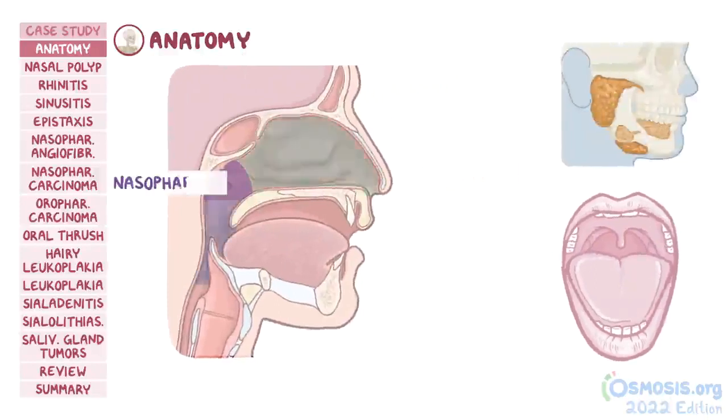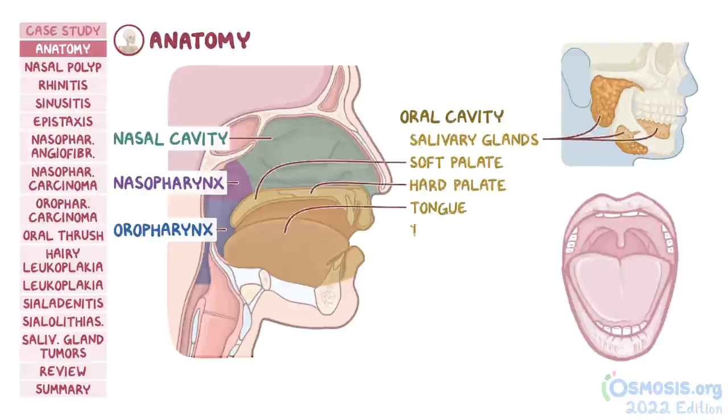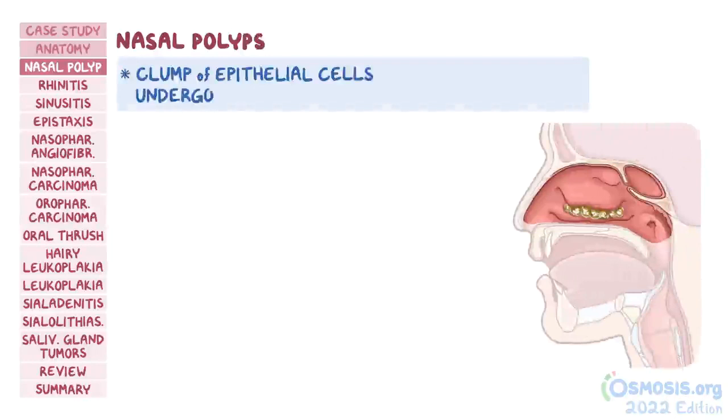Now, the nasopharynx connects the nasal cavity and oropharynx, which is posterior to the oral cavity that contains structures like the salivary glands, soft and hard palate, tongue, and tonsils. Okay, so we can begin with nasal polyps. Now, remember that a nasal polyp is a clump of epithelial cells that undergo hyperplasia and form a growth of tissue along the lining of the nasal cavity.